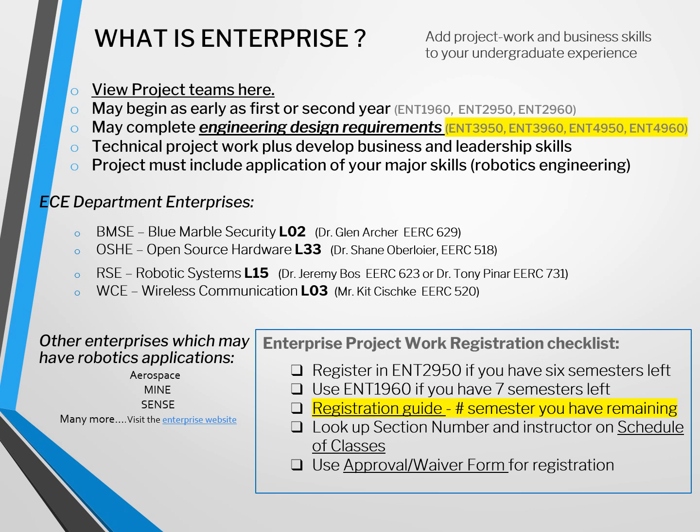Enterprise project work is 1 credit per semester at the sophomore and junior levels and 2 credits per semester at the senior or 4,000 level. Students can practice business and leadership skills as well because Enterprise is like a consulting business, doing engineering and other projects for customers or company sponsors or for a competition. The ECE department runs 4 enterprises: Blue Marble Security, Open Source Hardware, Robotic Systems, and Wireless Communication.